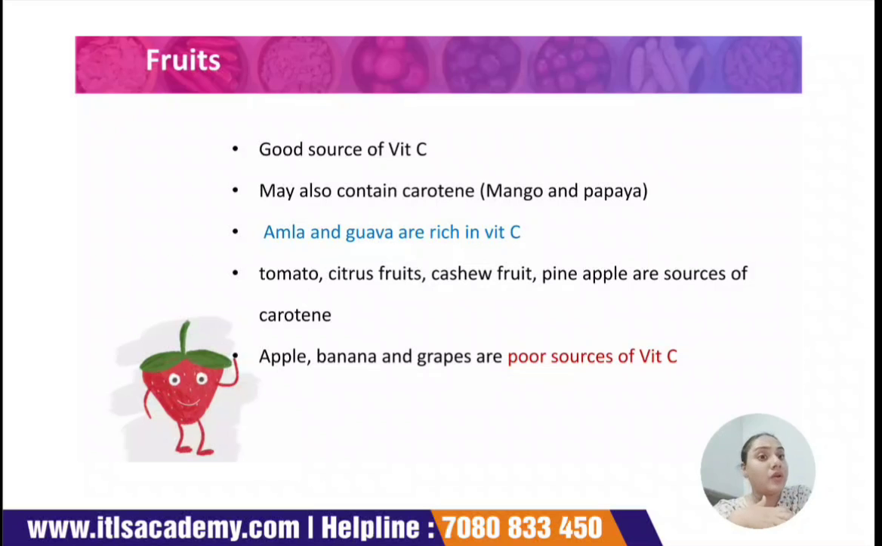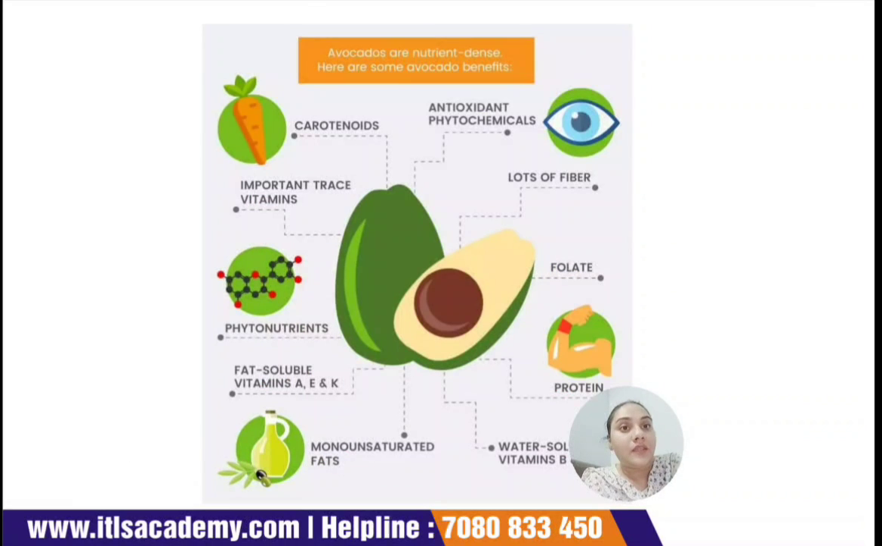If you talk about oranges, all the citrus fruits are rich in vitamin C. Tomatoes, citrus fruit, cashew fruits, and pineapples are good sources of carotene. Apple, banana and grapes are a poor source of vitamin C. If a person is having a fever, it is recommended that you use a good source of vitamin C, which of course provides you with a good amount of energy. Now coming to this chart, avocados are in trend nowadays.